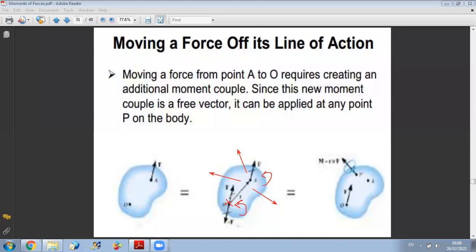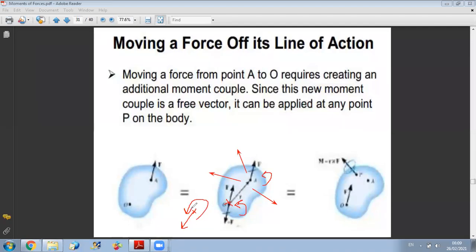So what should I do? I should move all forces to O. When I move the forces to O, I should not forget to add their couple about O. And plus, if I have additional couples on the body, I will add them also to the moment of forces to reduce my system at the end to one force and one couple at O. This is called the reduction of a system of forces to one point.